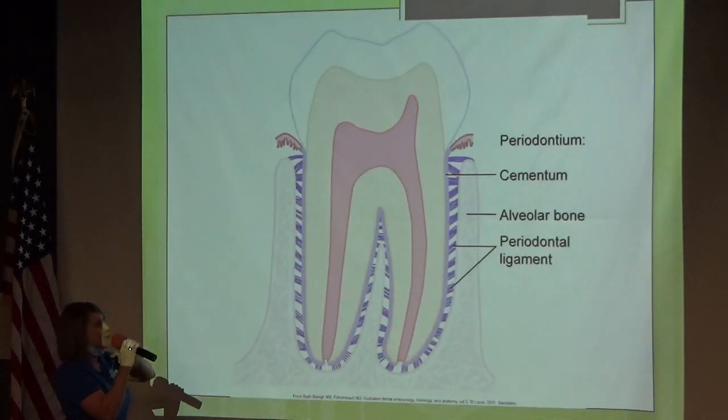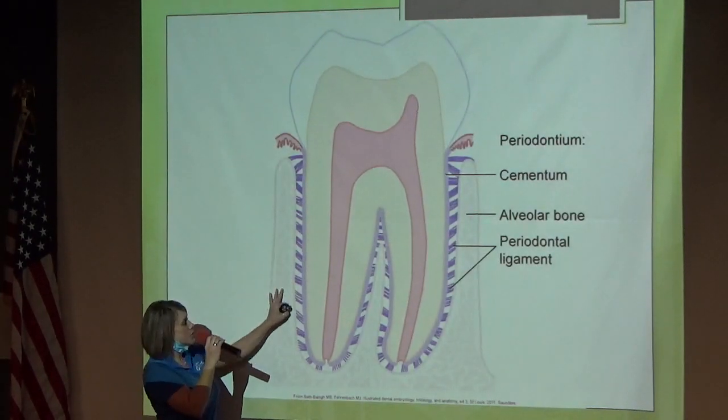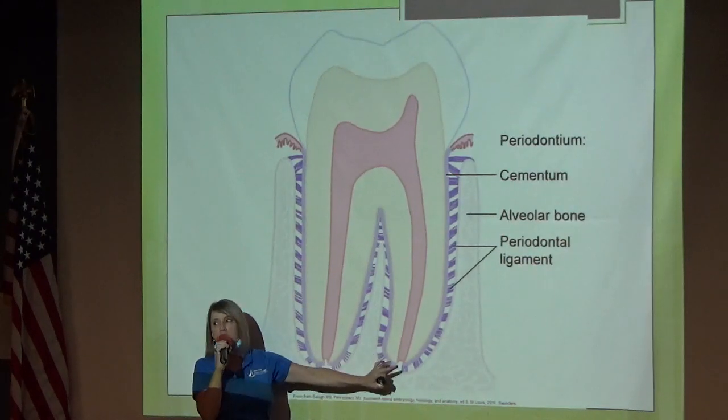Does everybody have that so we can look at a picture? All right, so let's look at this picture. So the outside portion here is representing alveolar bone or process.